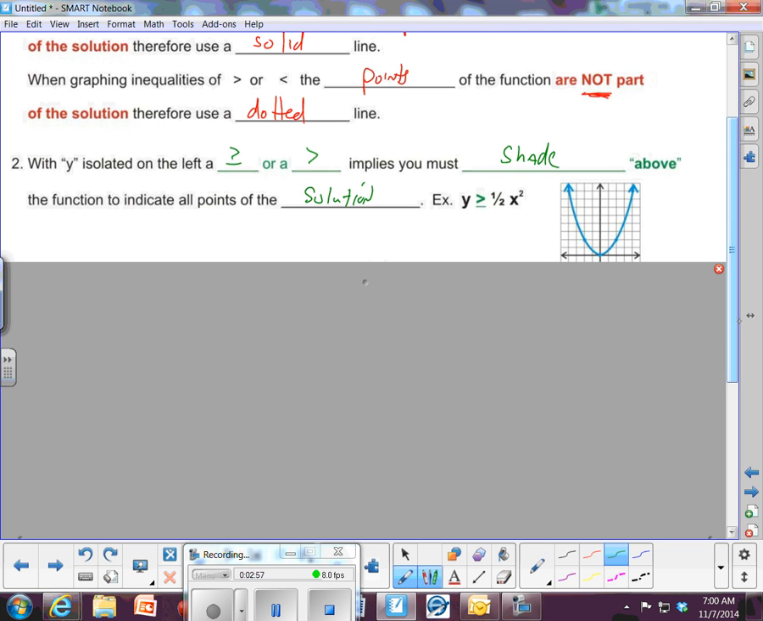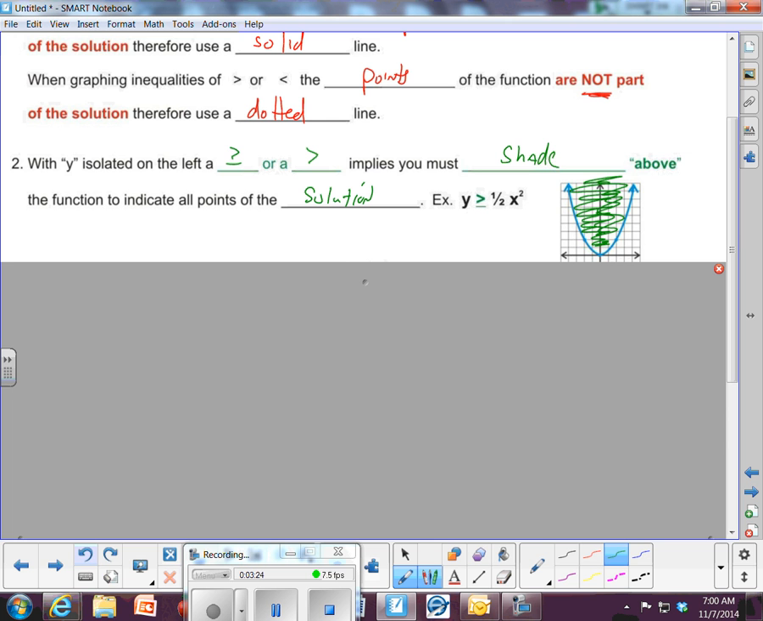So you can see here I've got an example. I've got y greater than or equal to 1/2 x squared. And a greater than or equal to tells us to shade above the line. Where are the points that are above the line? It would be these points up here. So really, in this case, points inside.